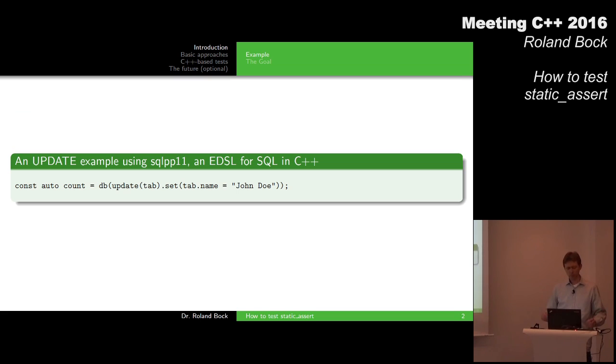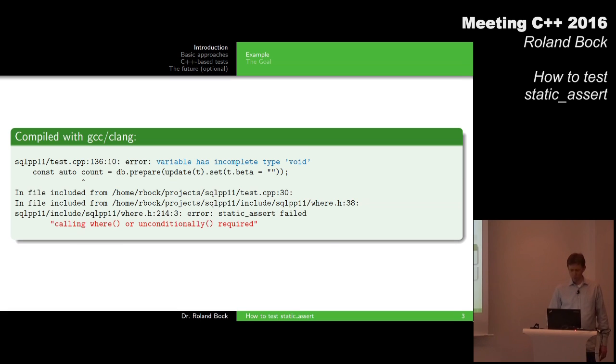So it's very different from what you have if you have a string-based approach and you just write a string with your SQL statement. And this is one example. Here we have an update statement. We want to update a table called tab. We want to set the column name to John Doe. That looks innocent enough, but if you compile this with Clang, it gives you an error message.